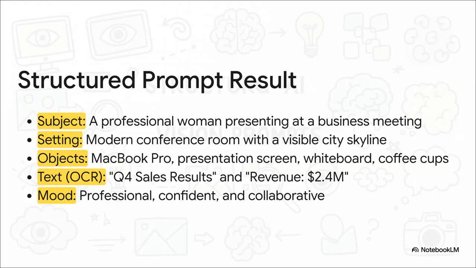This isn't just a request anymore, it's a guided analysis. And boom, here's the result. The AI follows our structure perfectly. It identifies the woman presenting, it spots the MacBook Pro on the table, and it even uses optical character recognition, that's OCR, to pull the text Q4 sales results right off the presentation screen. That generic person and objects is now actionable business intelligence.